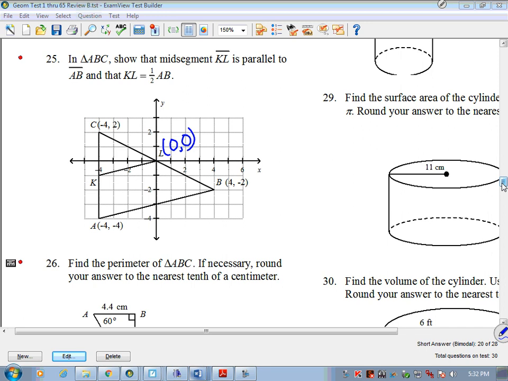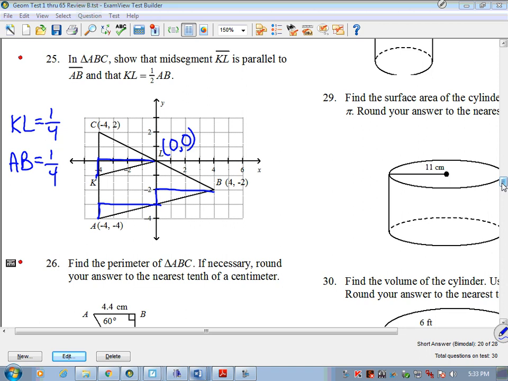Okay, so we can do a lot of this using right triangles, that type of deal. So let's look at the slope here. It's going to go up 1 over 4. So KL has a slope of 1/4. We need to see that AB has a slope of 1/4. Notice that it goes up 1 and over 4, up 1 over 4. So AB has a slope of 1/4.